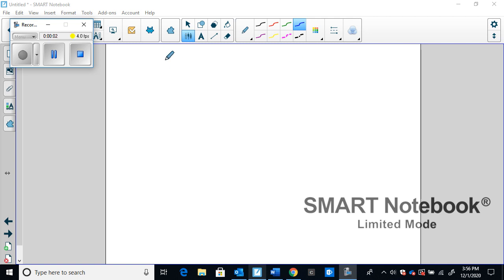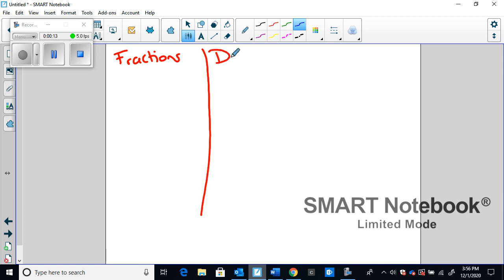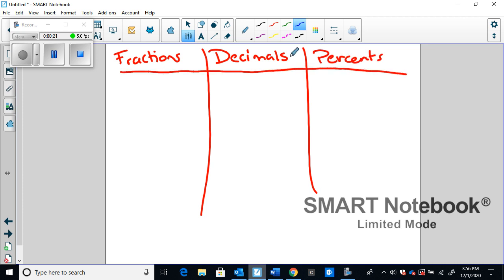All right, so for chapter 4, we're going to look at comparing fractions, decimals, and percentages. So first of all, let's just remind ourselves about fractions, decimals, and percents. Okay, and so first of all, we're just going to learn by doing examples.